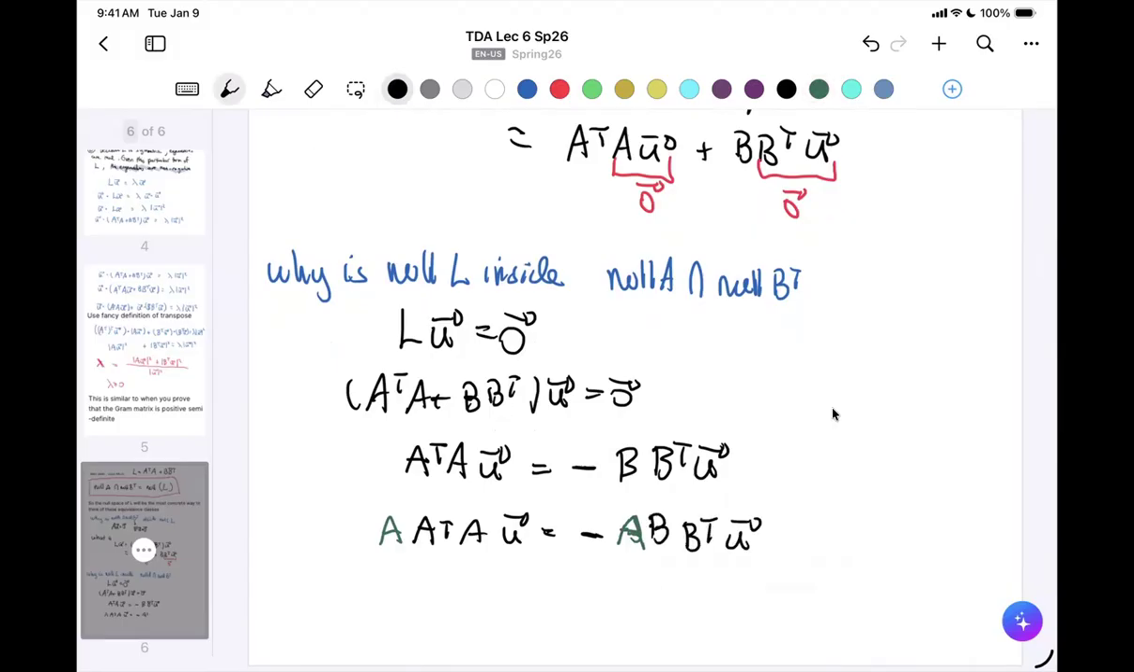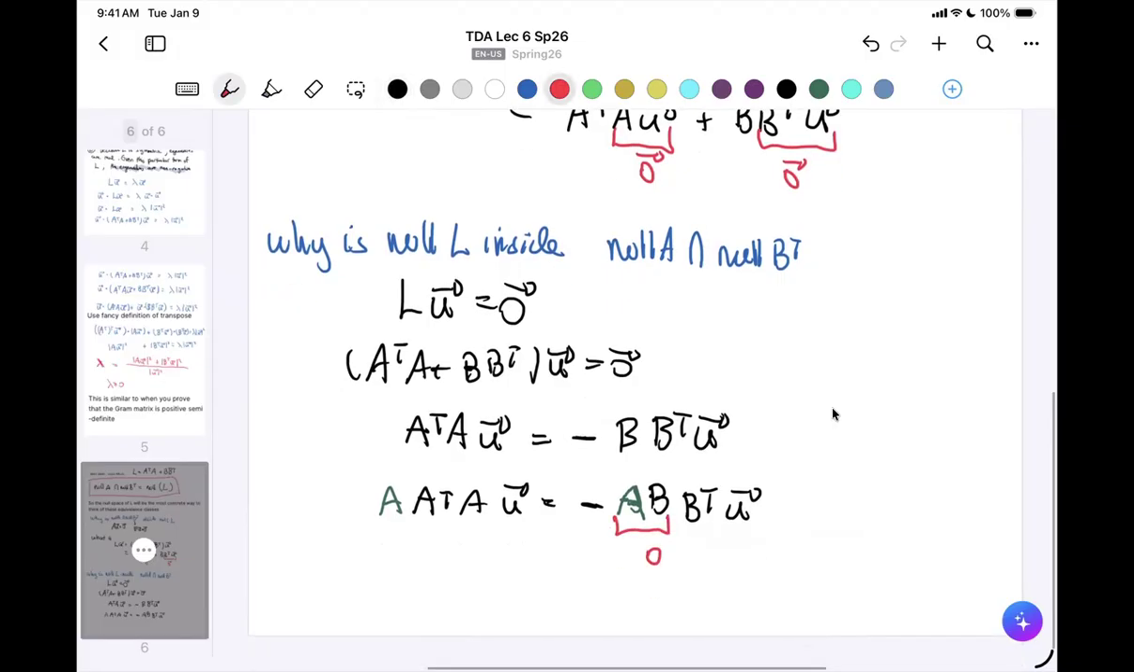But A times B equals 0. So that is finally where that's being used. So if A times B equals 0, what do you end up getting? You just end up getting that A times A transpose times A times U equals 0, which still looks kind of long. But another way of saying this is that A transpose A U is in the null space of A.